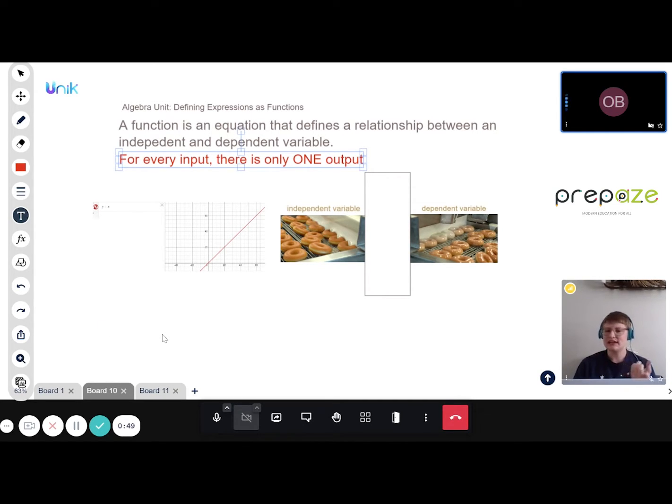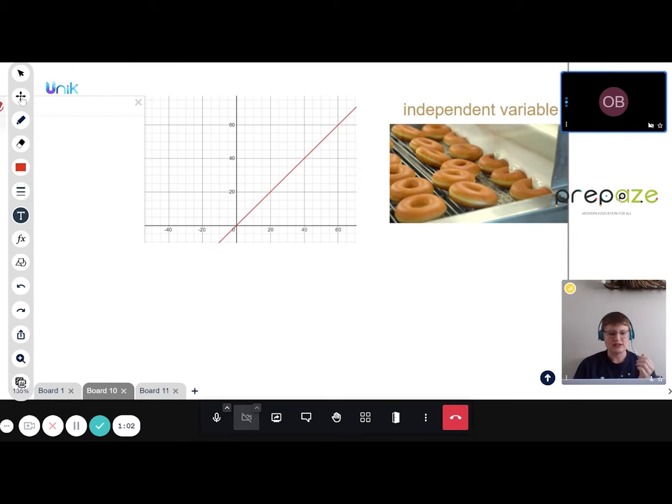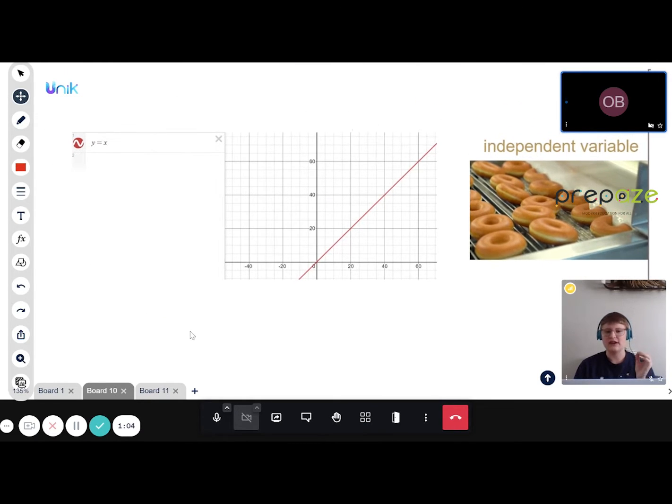And let's check and see if my pitched function for our relationship between our glazed and unglazed donuts applies, and we can define it as a function. So I suggested that our relationship was defined by the function y equals x. Is it a function? Let's check. For every one input that we have for x, or the number of unglazed donuts, is there only one output for the number of glazed donuts?